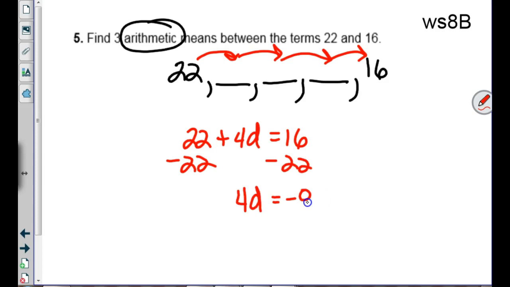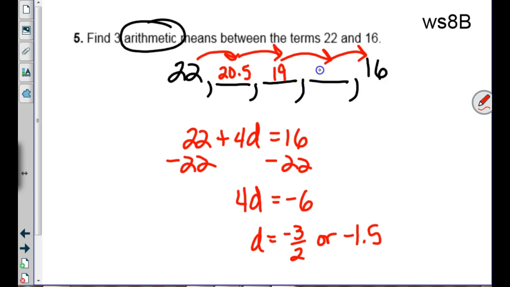Is that 8, 4, 5, no, 6? Right? 16 minus 22 is -6. So D is -3/2 if I reduce, or -1.5. And you can use -1.5, I don't care. 22 minus 1.5 would be 20.5. Minus 1.5 would be 19. Minus 1.5 would be 17.5. Minus 1.5 would be 16. You had to find the 3 missing terms.